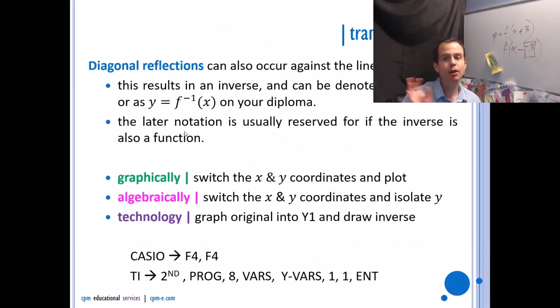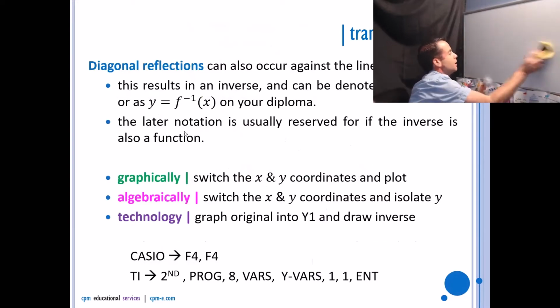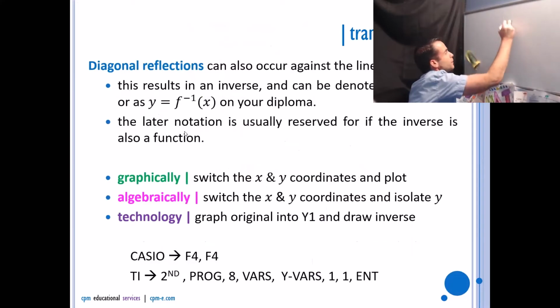Diagonal reflections can also occur, and that would be against the line y equals x, which is essentially kind of the 45-degree line on the coordinate plane. So that would look something like this. And you'd have the points there, 0, 0, 1, 1, 2, 2, 3, 3, 4, 4, -1, -1, -2, -2, and so on, okay? This also results in an inverse.